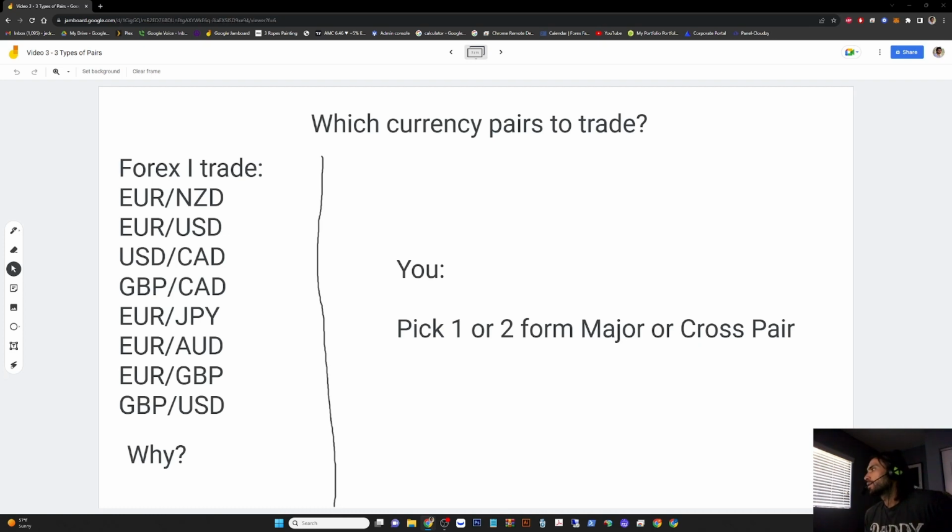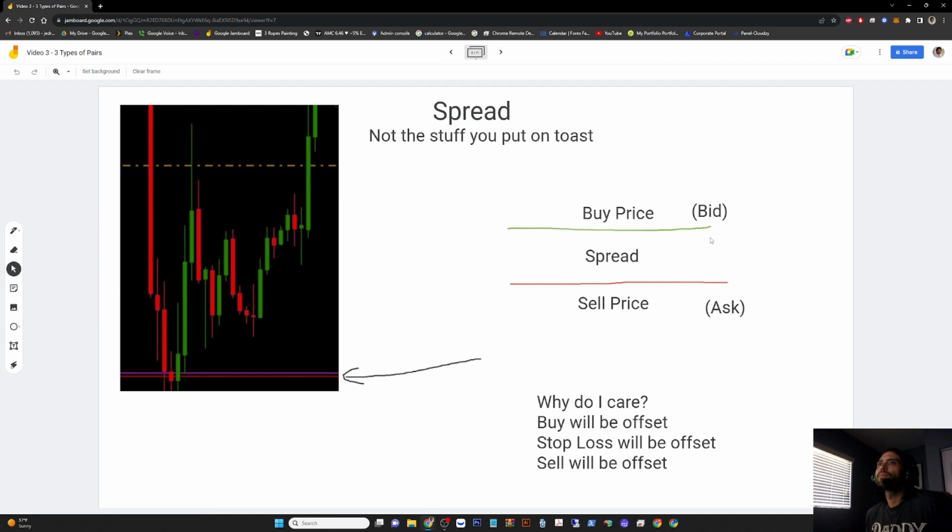Now we'll talk about spread. It's the gap between the buying price and the selling price. Well, why do you care? Buys will be with spread added. Stop loss will hit earlier than expected because of spread. Most annoying on a high spread and small stop loss. Profits will be minus the spread. Therefore, it's very important to know what the spread is and account for it.